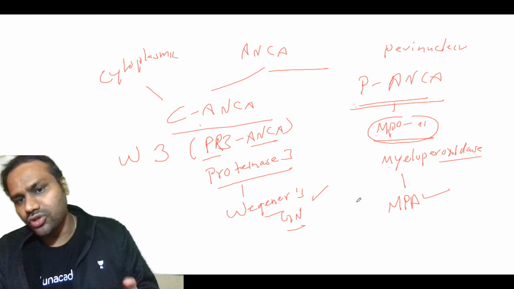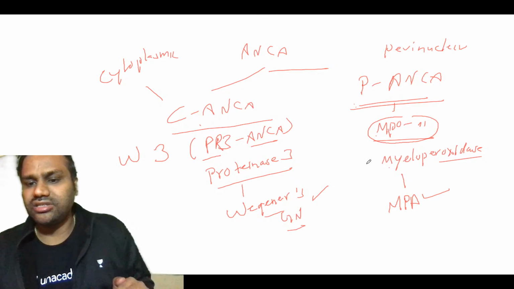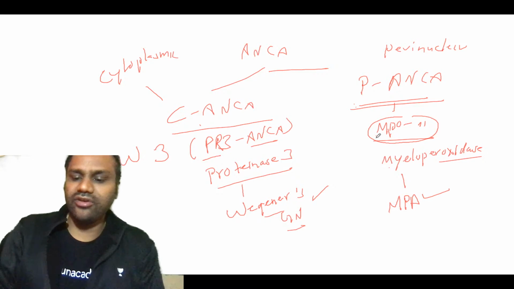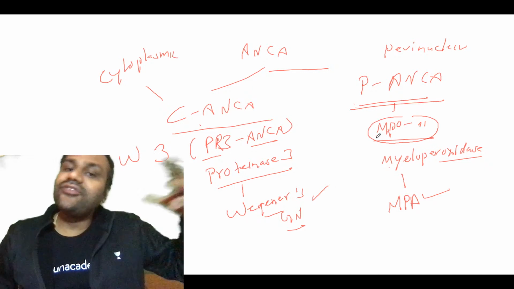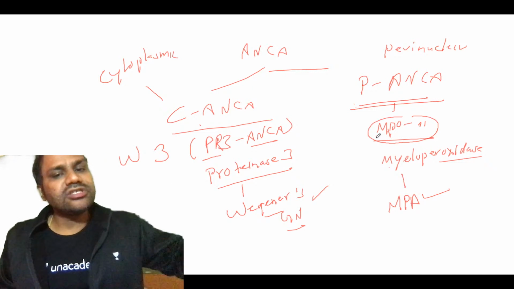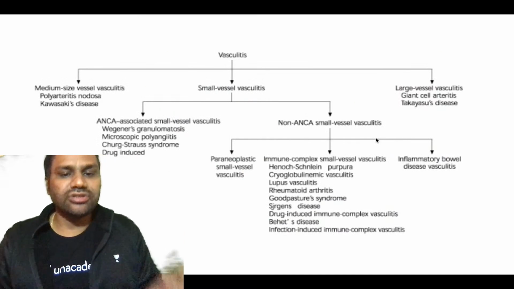So this Churg-Strauss glomerulonephritis can be C-ANCA, it can be P-ANCA. Okay, it's a variable one. So this you need to know. This is basically the revision of ANCA types, the revision of types of vasculitis, and revision of basically ANCA associated small vessel vasculitis.